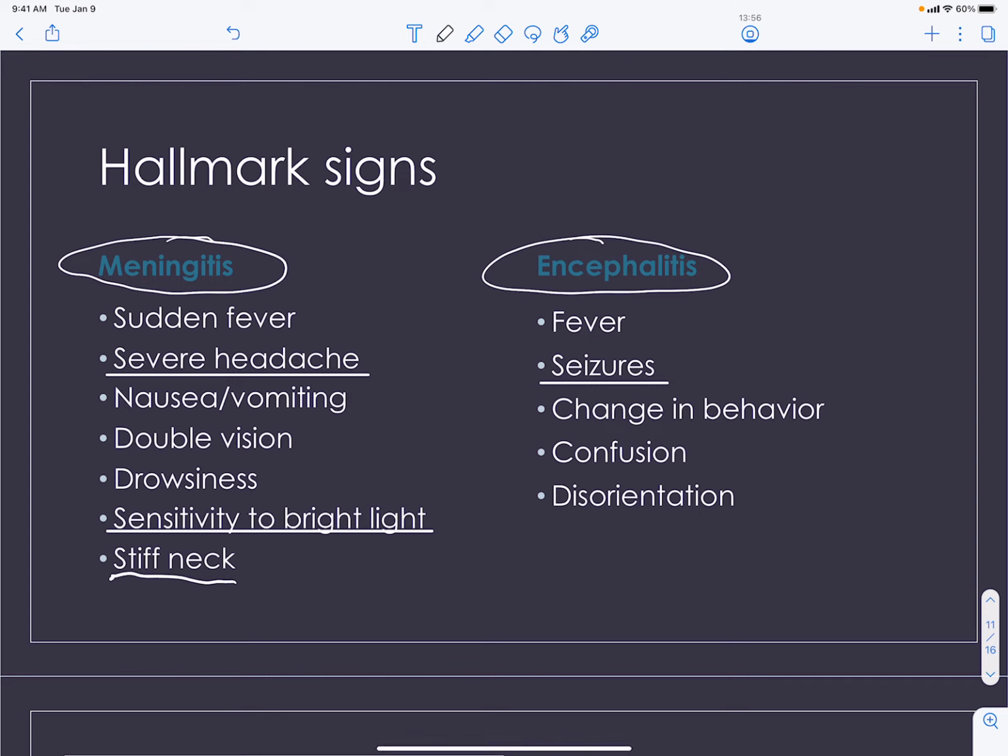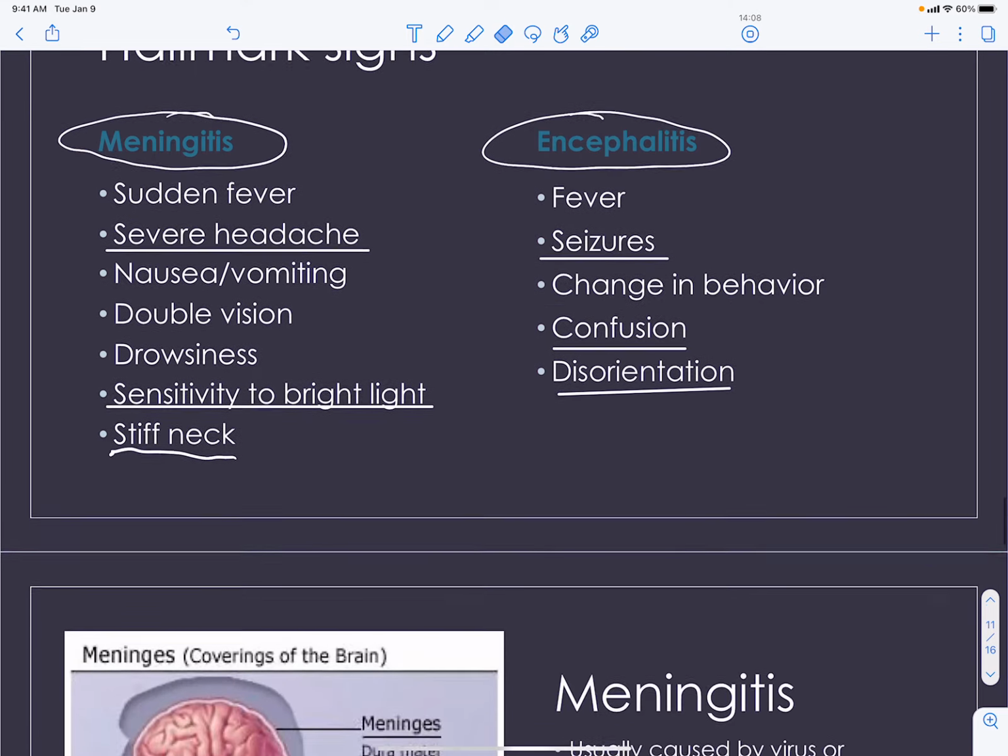Now for encephalitis, you have disorientation, confusion, a change in behavior, grouchy, angry, those types of things. And so those are some of the differences between the hallmark signs of each.